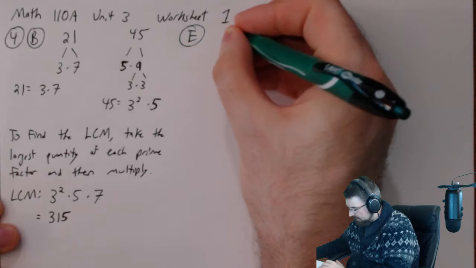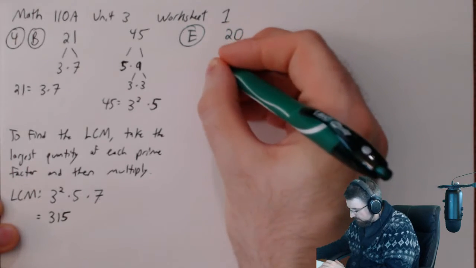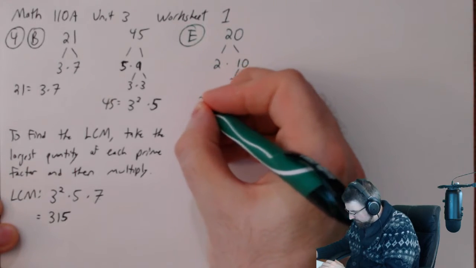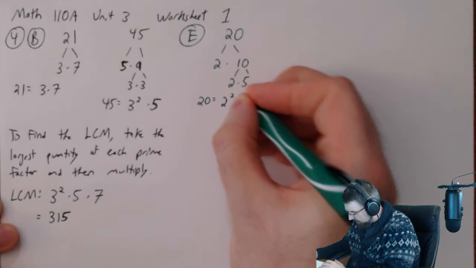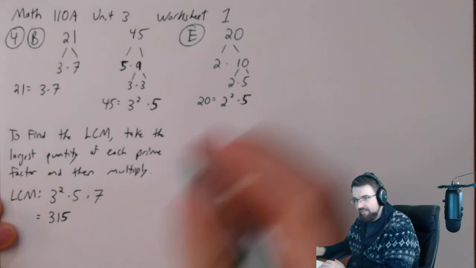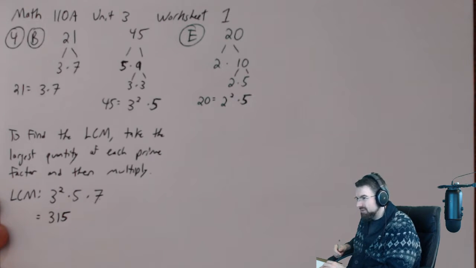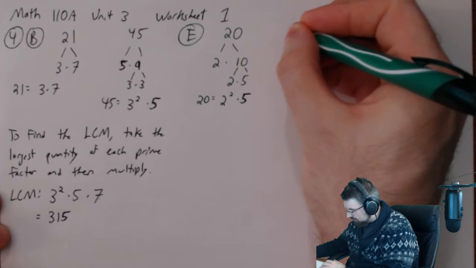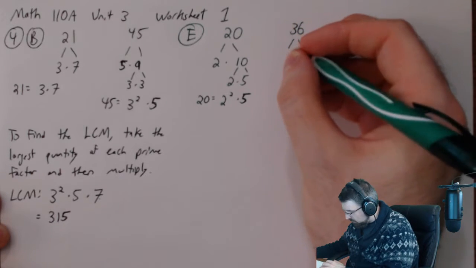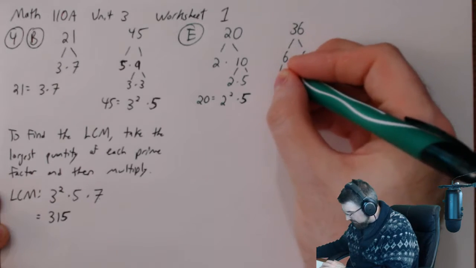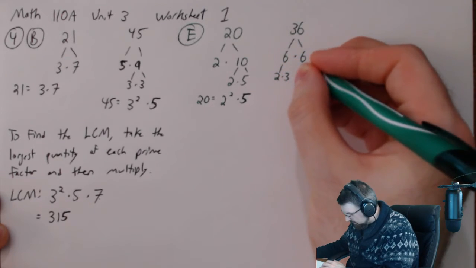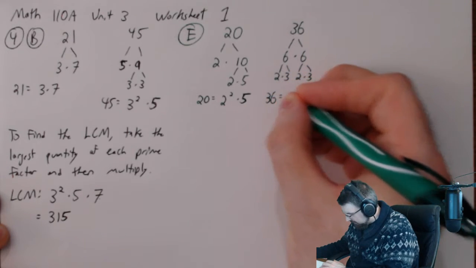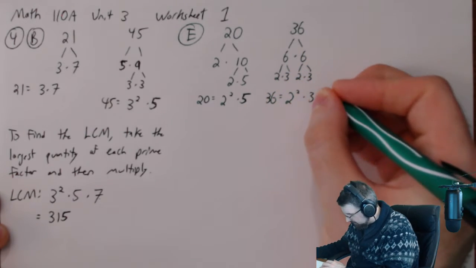So, first up we have the number 20. Number 20 is of course 2 times 10, and 10 is of course 2 times 5. So 20 equals 2 squared times 5. You might have been able to get that from the start, of course, because we know 20 is 4 times 5. Next number is 36. It's unfortunate that so many of these are ones that we've seen already, but I'll just call it 6 times 6, 2 times 3, 2 times 3. So 36 equals 2 squared times 3 squared.